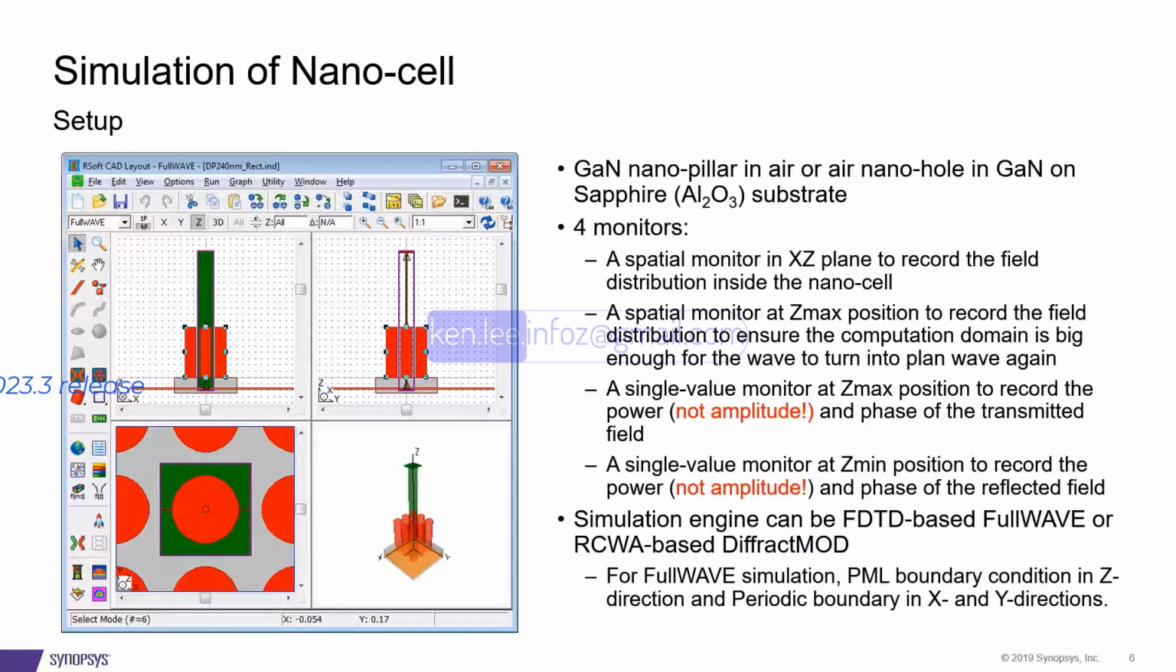A single value monitor is put at the end just to record the power, not the amplitude, because the amplitude can be bigger than 1. And of course also to check for the phase of the transmitted field. Another single value monitor is put at the beginning position to record the power and phase of the reflected field. Now the simulation engine can be FDTD or RCWA.